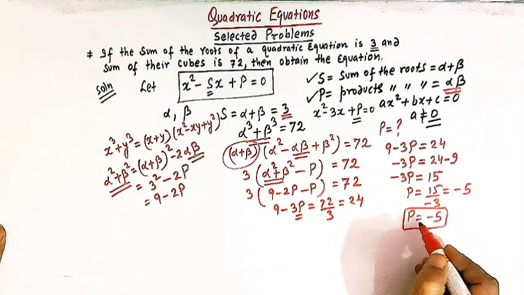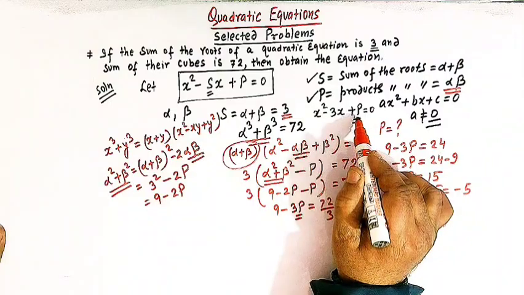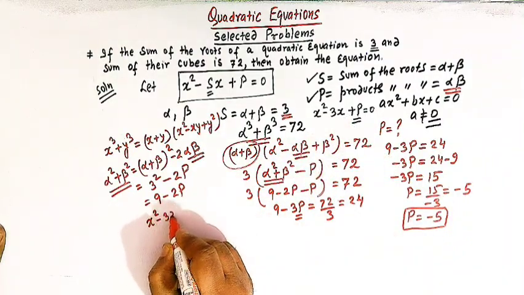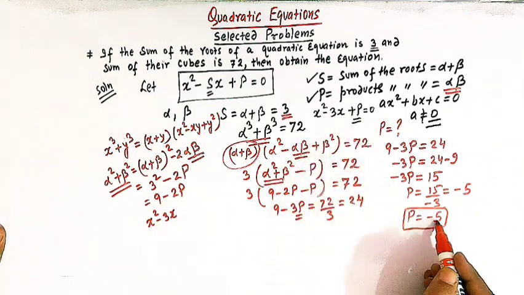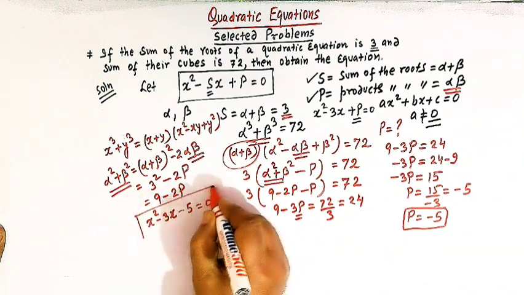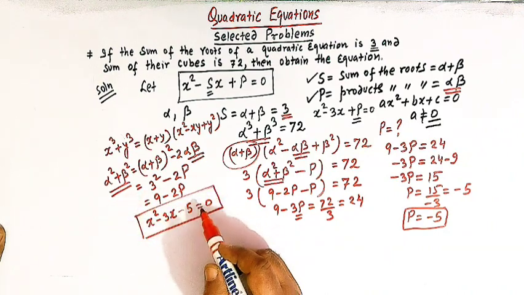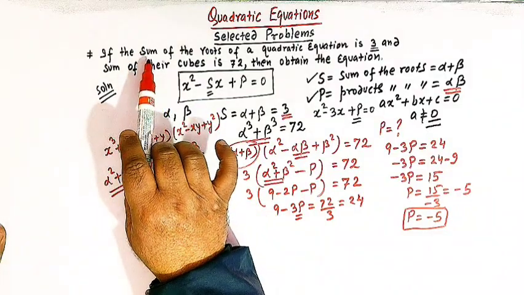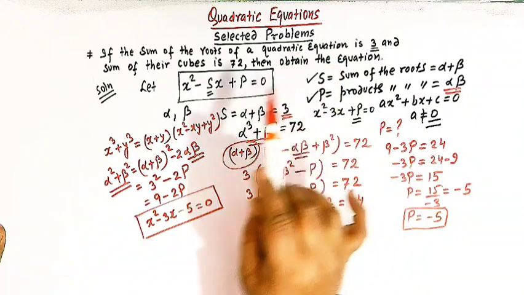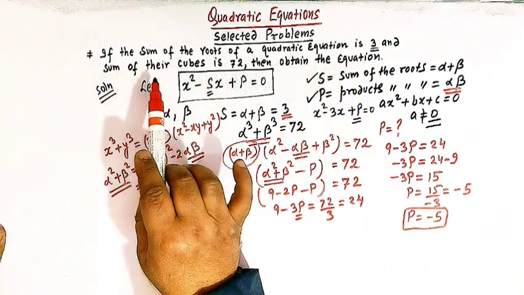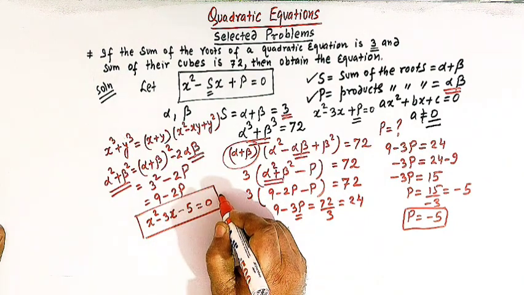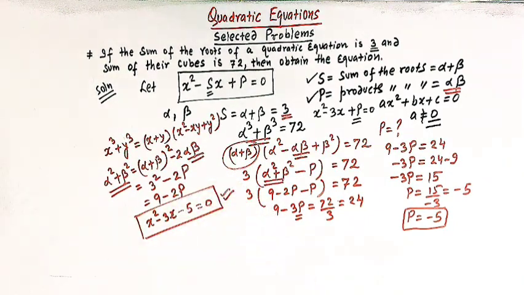Now let us substitute this value of p in this equation. So we have x² - 3x + p, and p is -5, right? So this is our desired quadratic equation, in which the sum of the roots is 3 and the sum of the cubes of the roots is 72. So this is our desired quadratic equation.